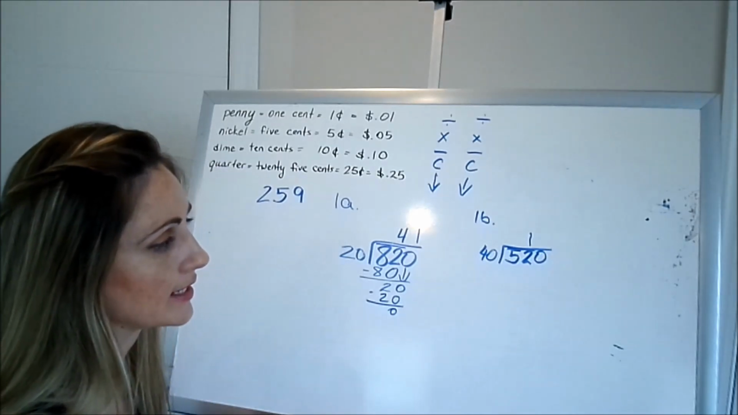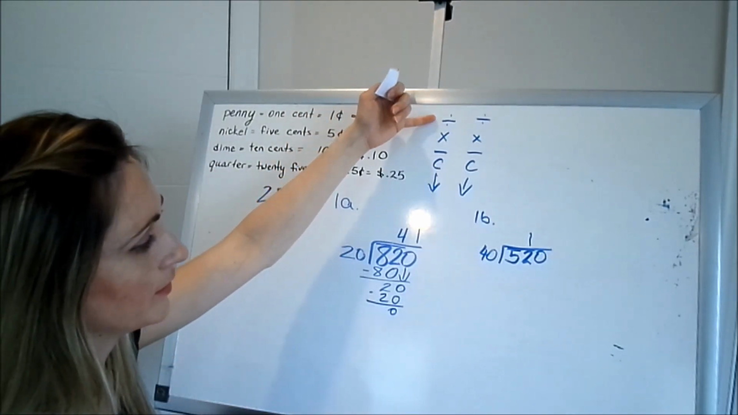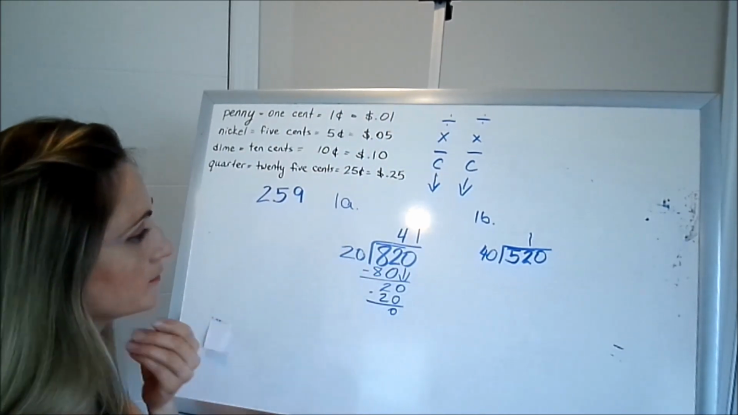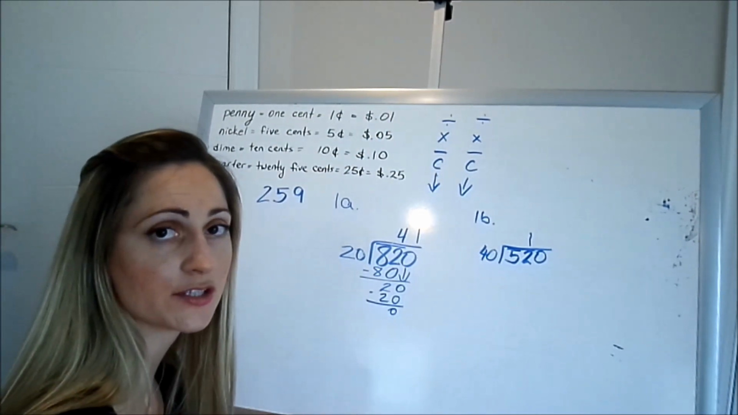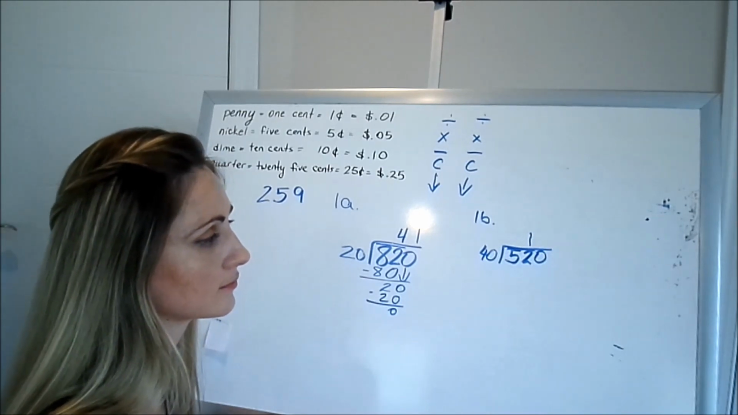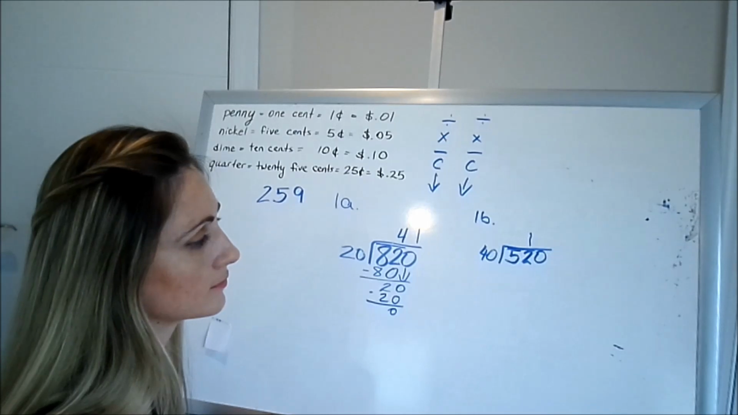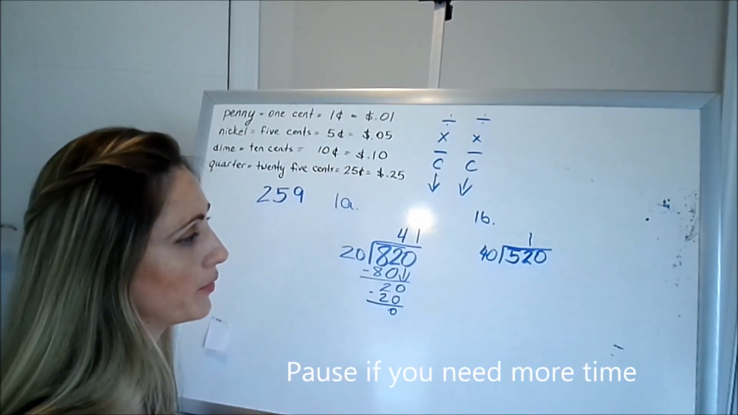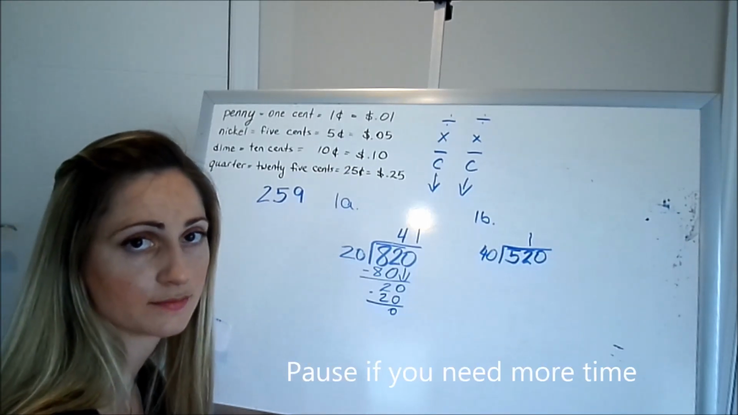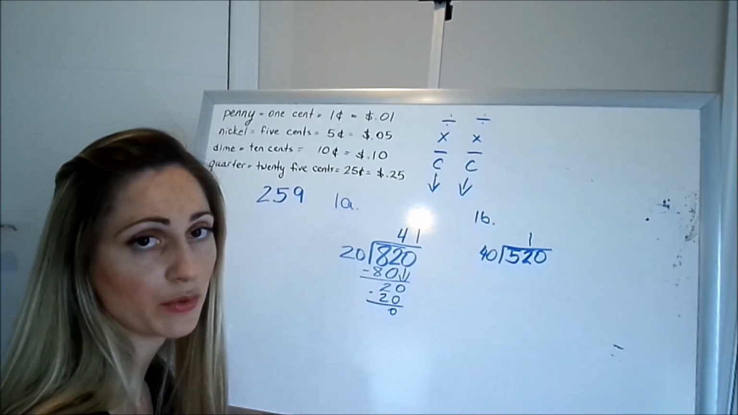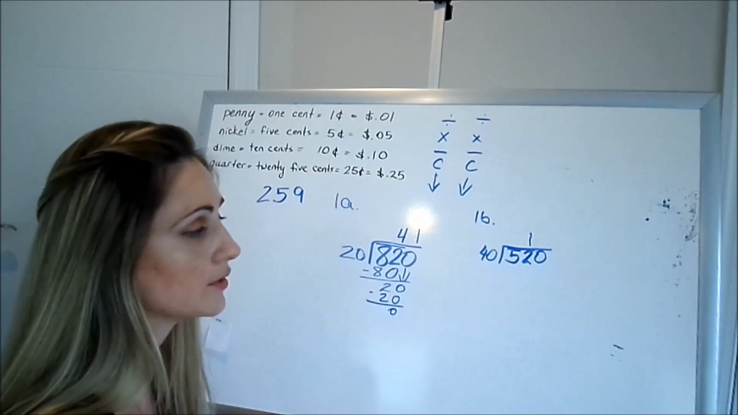Okay, what's my next step? I divided 52 by 40, got a 1. My next step is to multiply. So go ahead and try this yourself. Subtract, compare, bring the next one down. And stop right there. See if you did it correctly. I'm going to do it on the board and check your work.